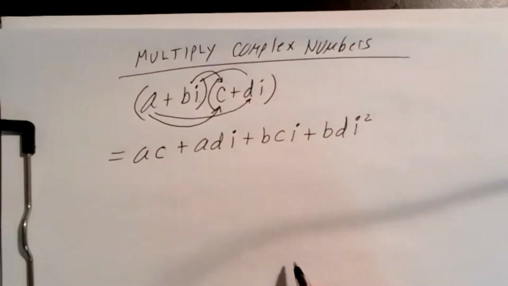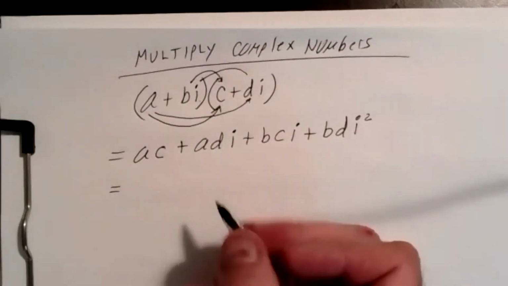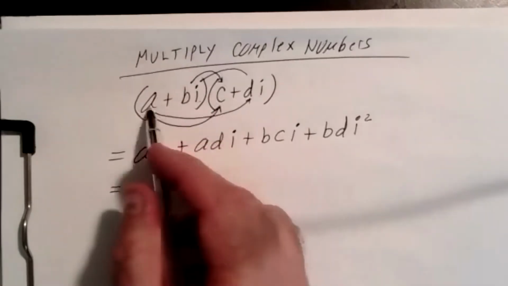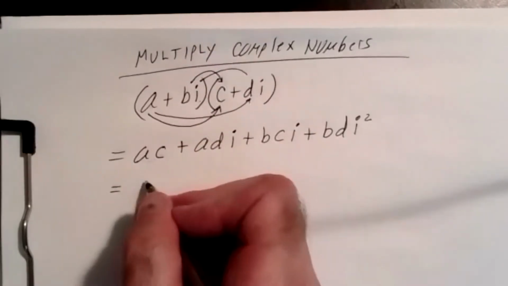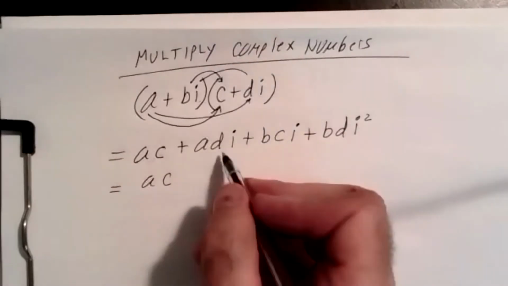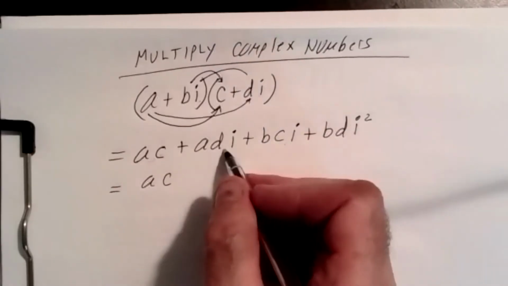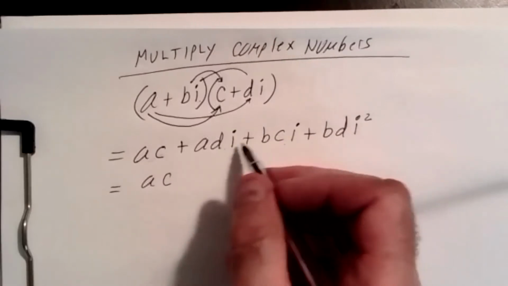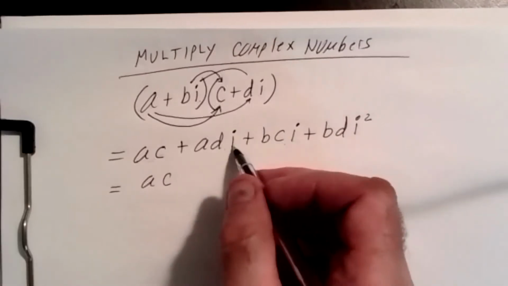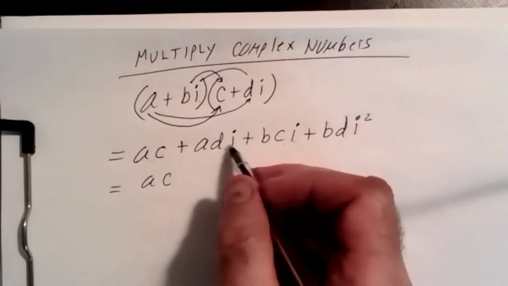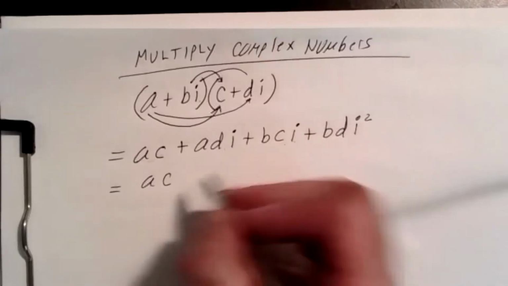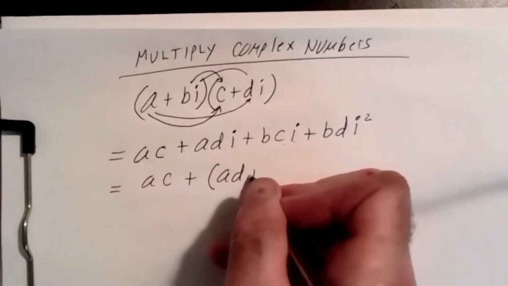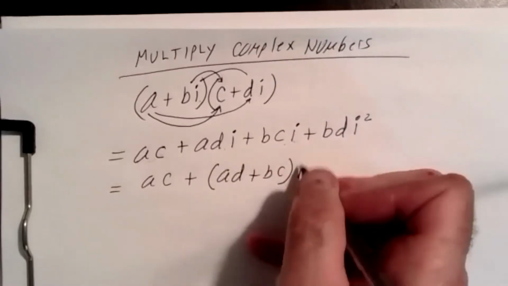All right, ladies and gentlemen, ac is just a real number. When you multiply two real numbers together, you get a real number. These are called like radicals, because they both contain i. i is a radical by definition. It's the square root of negative 1. So what's adi plus bci? Well, we can add them together. They're like radicals. So that's really (ad plus bc)i.